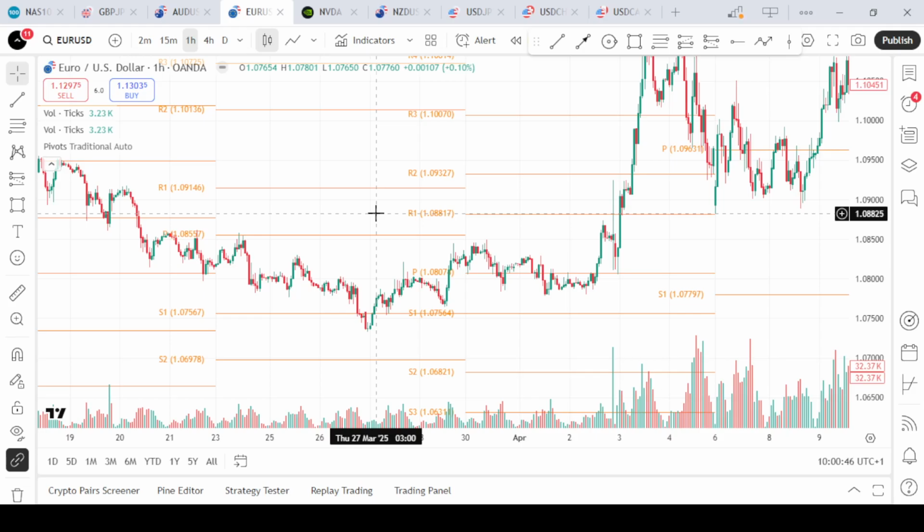The standard pivot point formula is a straightforward formula, which is: the pivot point is equal to the high plus the low plus the close, all divided by 3. From the central pivot point, you can derive additional support and resistance levels, which are the R1, R2, R3, and the support 1, support 2, and support 3.